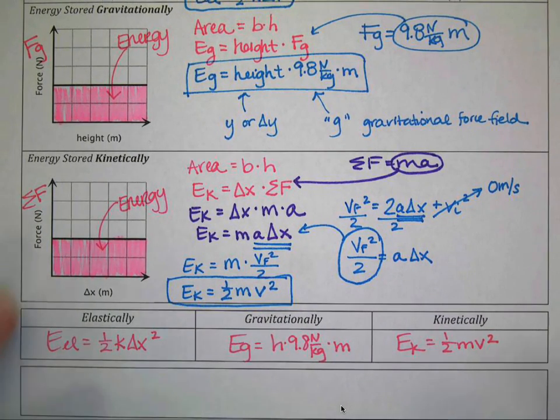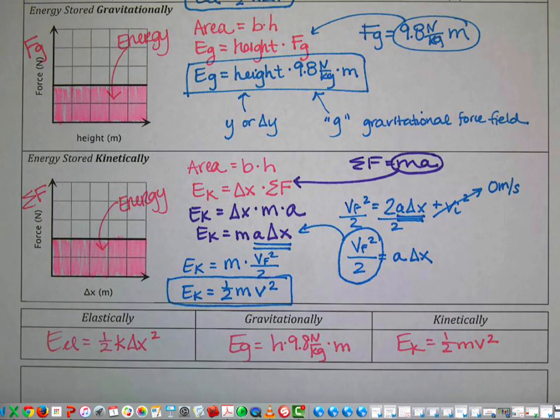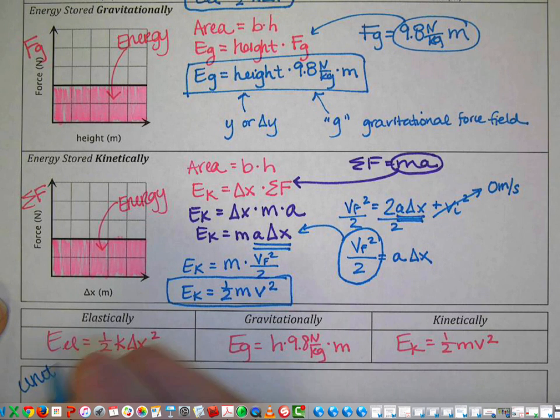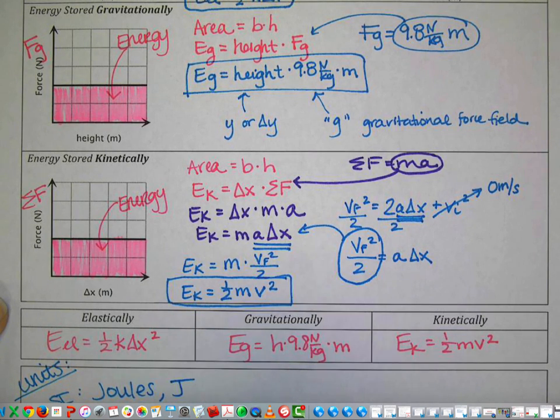One more thing to talk about is the units that come along with this. The units for energy, or the SI units, are joules. It's abbreviated by the letter J.